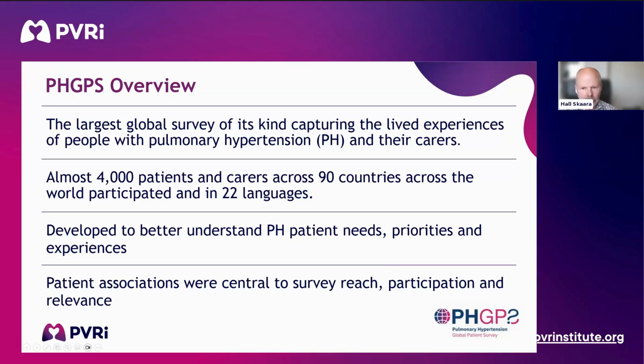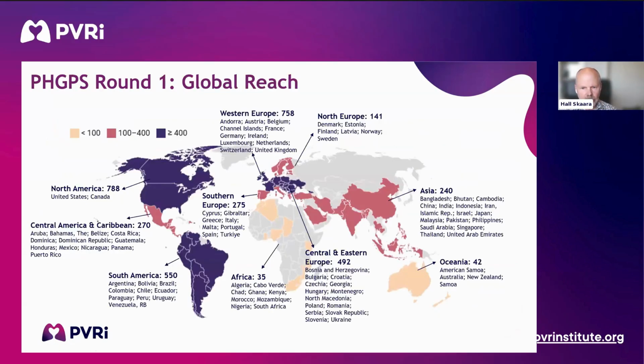So if we look on to the next slide, we can see a little bit about where most responders or participants came from. If you look at dark blue, those are the ones over 400 participants. And we see North America and South America very active, and Europe also.